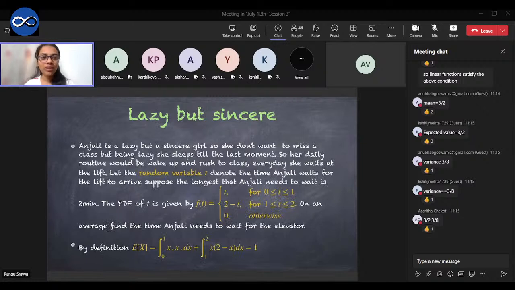Lazy but sincere. Anjali is a lazy but sincere girl. So she doesn't want to miss a class. But being lazy, she sleeps till the last moment. So her daily routine would be wake up and rush to class every day. Every day she waits at the lift. Let the random variable t denote the time Anjali waits for the lift to arrive. Suppose the longest that Anjali needs to wait is 2 minutes. The PDF of t is given by f of t equals t for 0 less than t less than or equal to 1, 2 minus t for 1 to 2, and 0 otherwise.